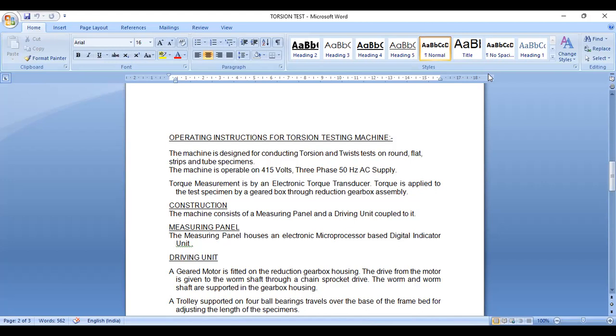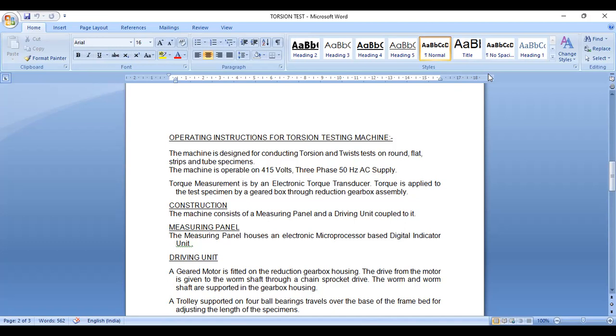Now, this test can be used for round, flat strip, and tube specimens. But generally, we will use round pieces. We will not go for strip or flat specimens. It is operated electrically, of course, and a 415 volts, three-phase, 50 Hz electric supply is required for its input.